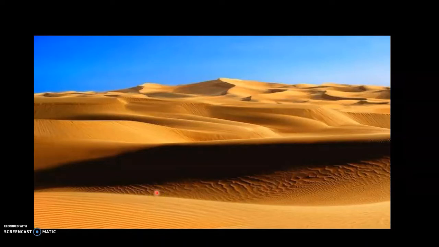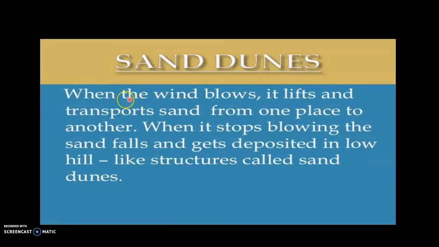Children, look here. What is this? Have you ever visited a desert? Try to collect some pictures of sand dunes and desert. Sand dunes. When the wind blows, it lifts and transports sand from one place to another. When it stops blowing, the sand falls and gets deposited in low hill-like structures called sand dunes.